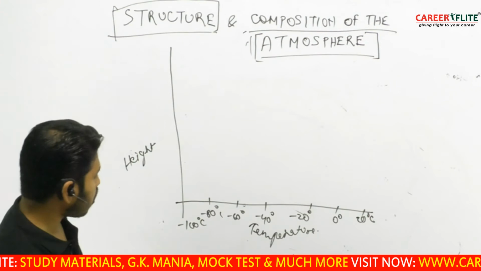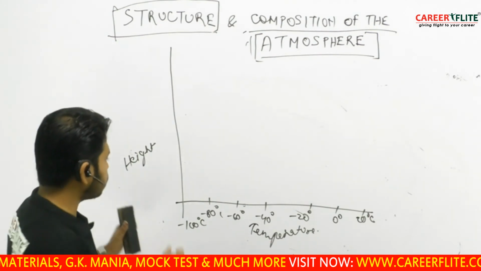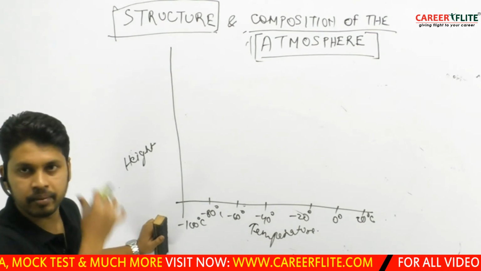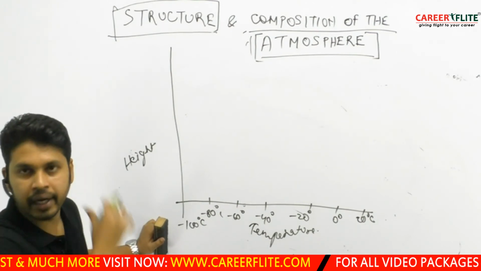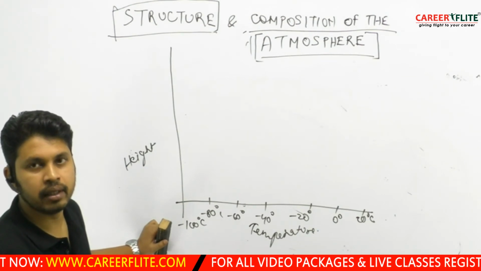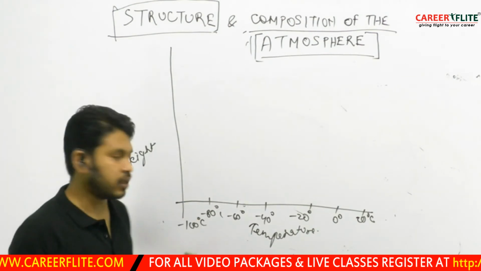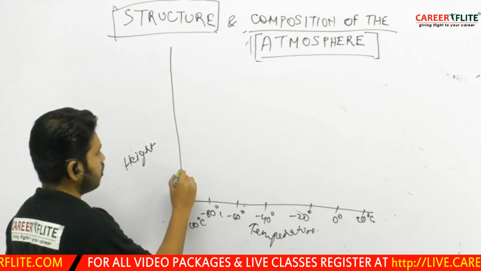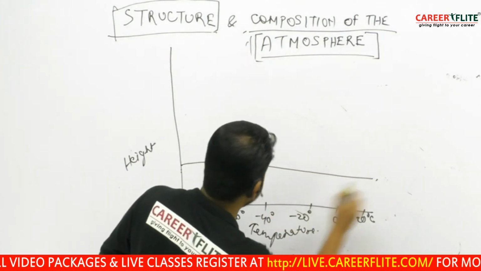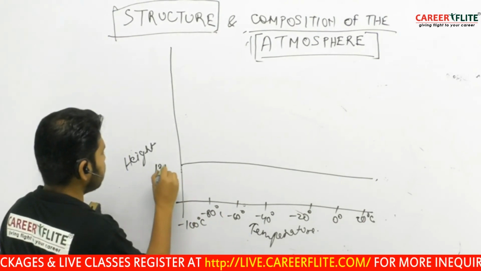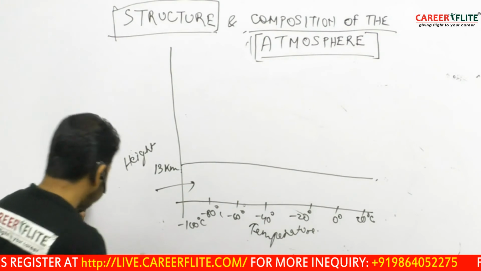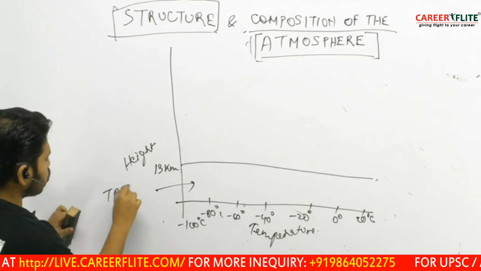Up to where can we find the troposphere? On average, as we have seen, 18 kilometers in the equatorial zone and 8 kilometers in the polar zone. If we take the average, 18 plus 8 divided by 2, it will be 13 kilometers. So this zone, up to 13 kilometers, is nothing but the troposphere.